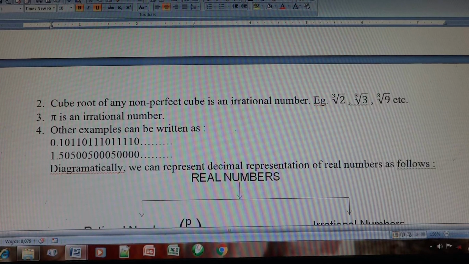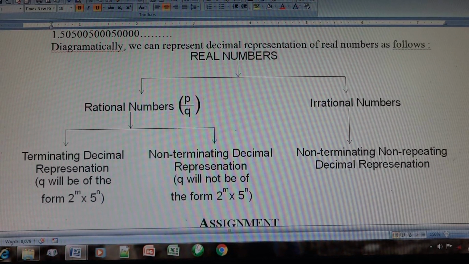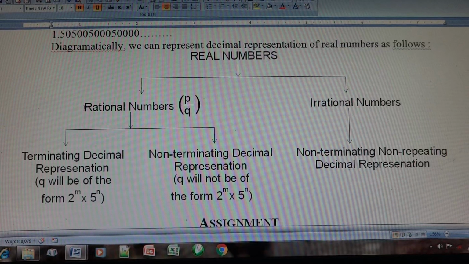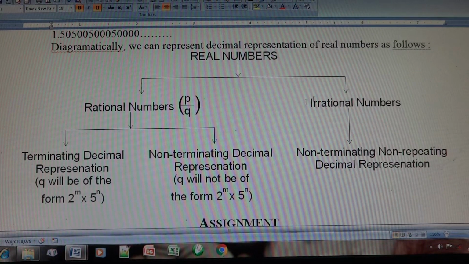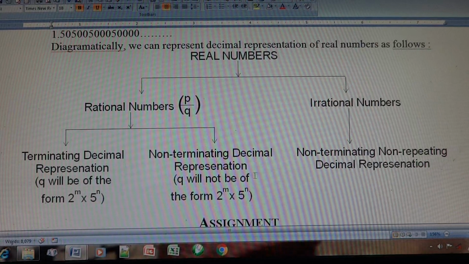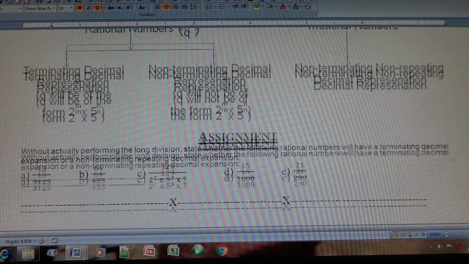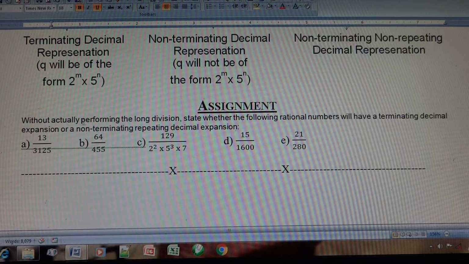So diagrammatically, real numbers can be represented in this format. Real numbers are divided into two parts, rational numbers and irrational numbers. Rational numbers are again divided into two parts, terminating decimal and non-terminating repeating decimal representation, and irrational numbers have only non-terminating, non-repeating decimal representation. Based on the above discussion, go through this assignment and try to solve it yourself without actually performing the long division.